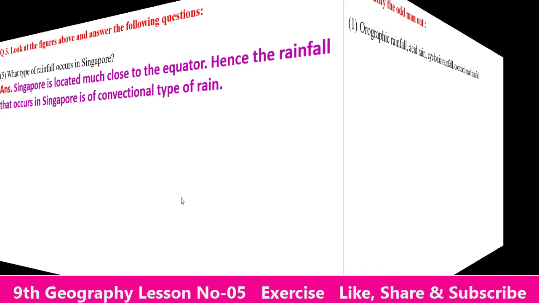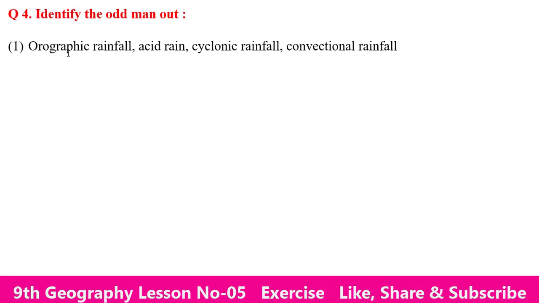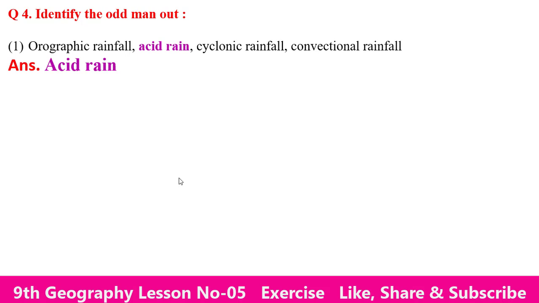Now next question. Question number 4. Identify the odd man out. First, orographic rainfall, acid rain, cyclonic rainfall, convectional rainfall. The odd man out is acid rain.